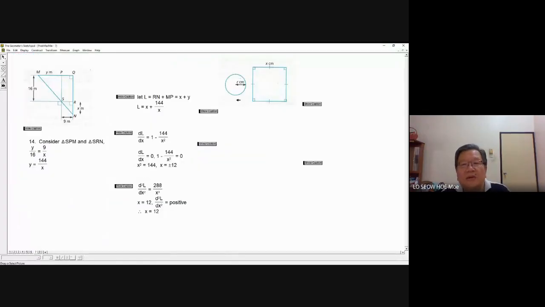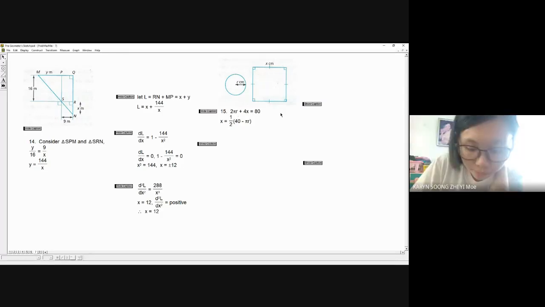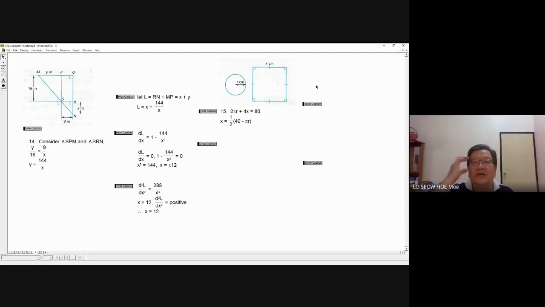So we add up the length of the circumference and the perimeter of the square. They say the total length is 80. So that means the circumference 2 pi r and the perimeter 4x added together equals 80. So far, can you understand? Add together equals 80.